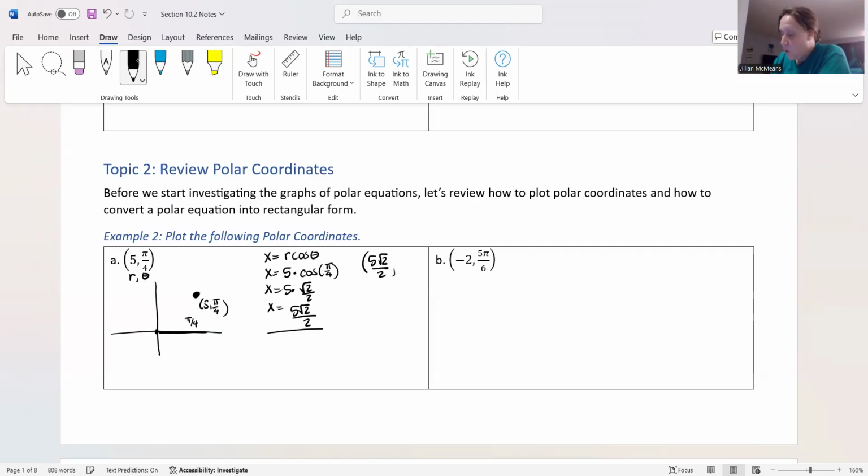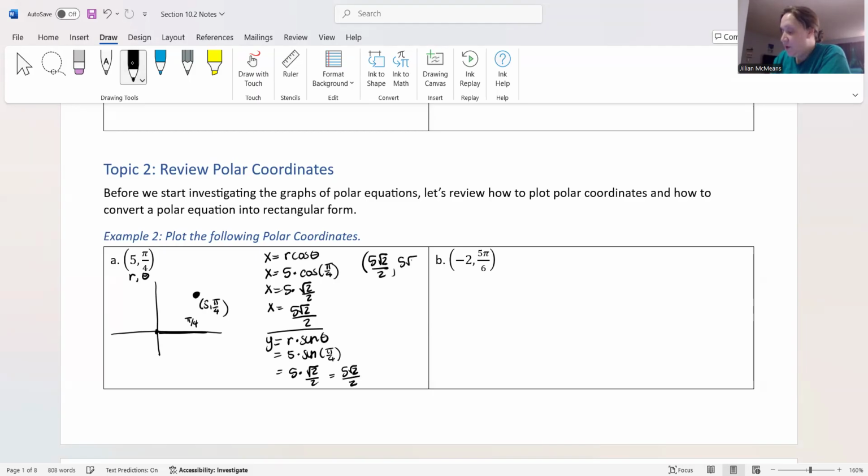Okay. Now y, hopefully you remember, is r times sine of theta. So it's going to be 5 times sine of pi over 4. Sine of pi over 4 is root 2 over 2 as well. So we get 5 times root 2 over 2. So we get 5 root 2 over 2.